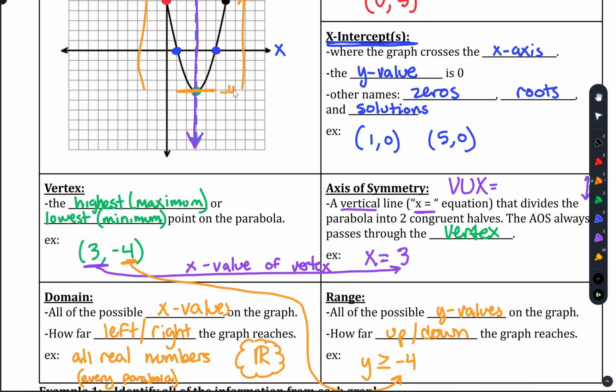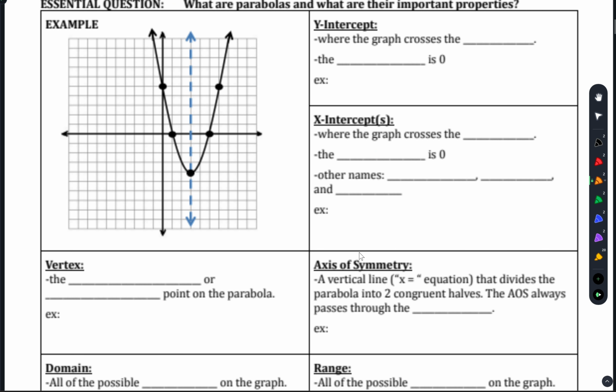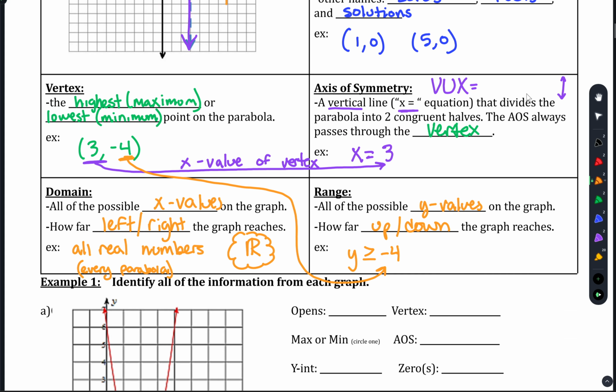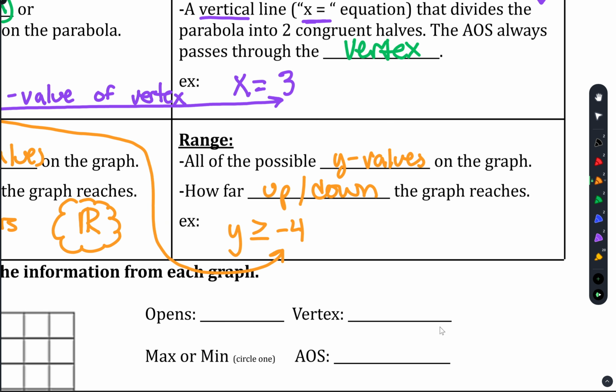Here's -4 right here. Those arrows are telling me that it's going to touch every number bigger than -4. Does that make sense? If this parabola was facing downwards, which it's not in this example, but the other example, if I had a maximum value, it would look more like y is less than or equal to some number. This is for minimums.